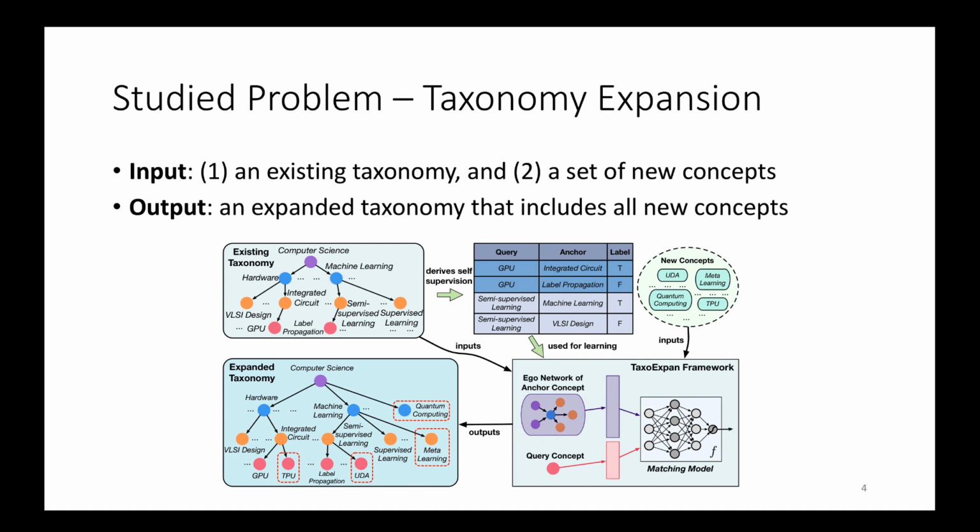We are given an input existing taxonomy and a set of new concepts, and we are expected to output an expanded taxonomy that includes all the new concepts. Take the following figure as an example. We are given a computer science field of study taxonomy as well as a set of new concepts, and we want to output an expanded taxonomy that includes all the new computer science concepts.